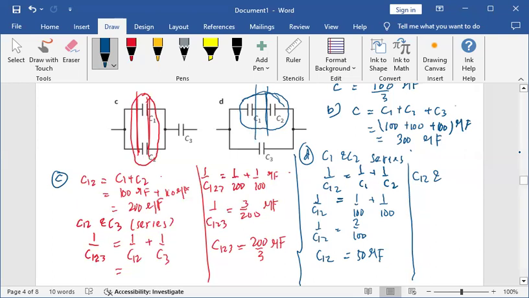So C12 and C3 are in parallel. For parallel, the total capacitance C123 is C12 plus C3, where C12 is 50 microfarad and C3 is 100 microfarad. So the total is 150 microfarad.